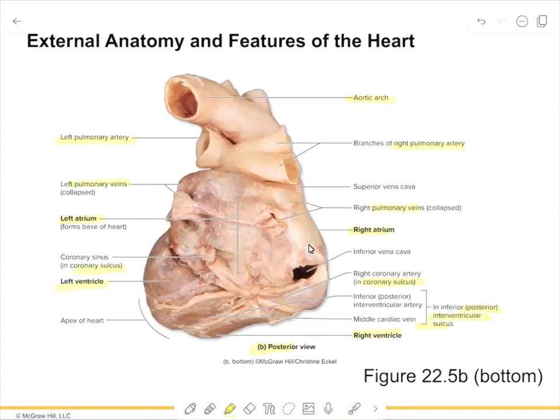Other important blood vessels that we'll go over are things like the vena cava. Coronary sinus is a coronary blood vessel, as well as the middle cardiac vein and the posterior interventricular artery.